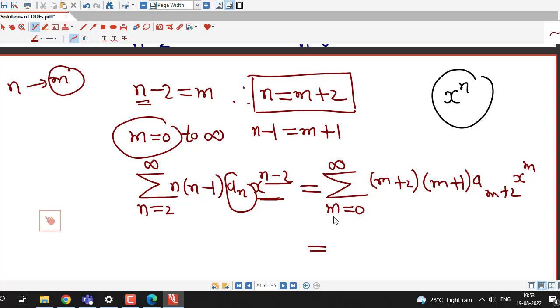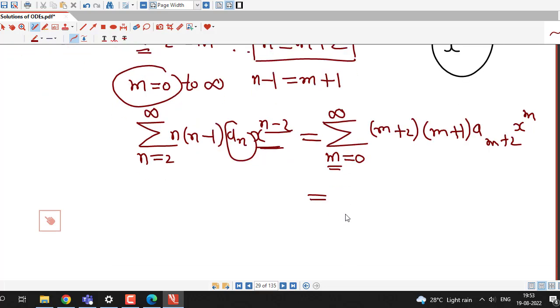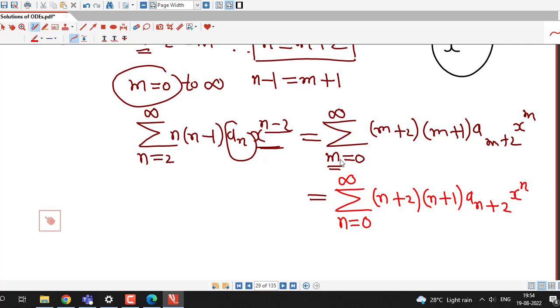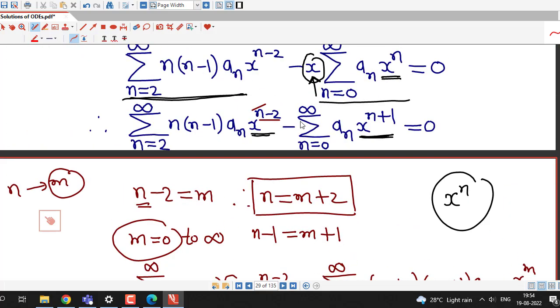Now we know that this index m is dummy index. So if I wish, I can write, instead of m, I can write n also, because all these n and m are dummy index. So I can write this by replacing m by n. So I am writing by replacing m by n, and I have converted my summation into nth power of x. Here power of x is not n, so I am converting it into nth power. Same thing we will do for this.